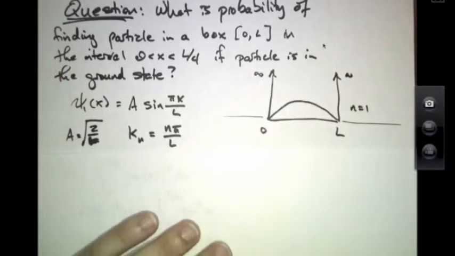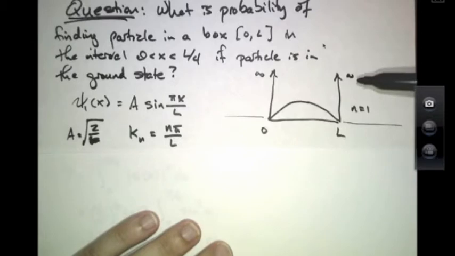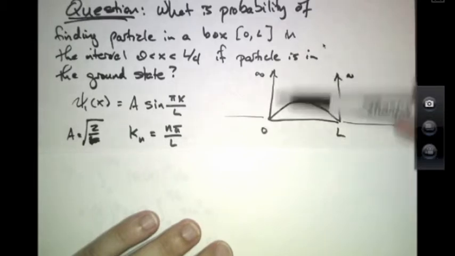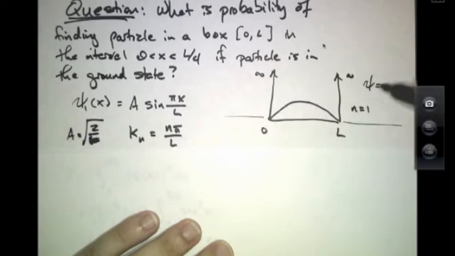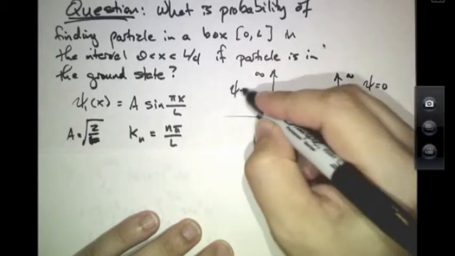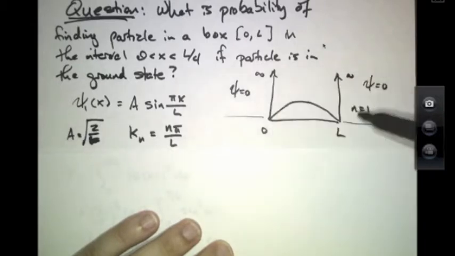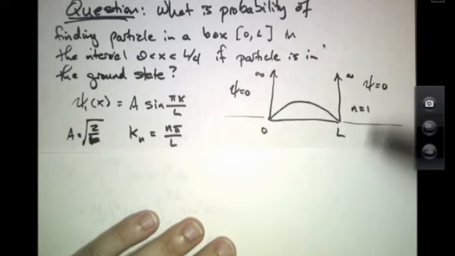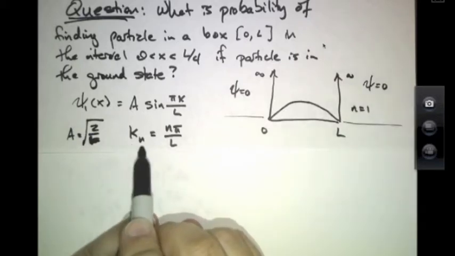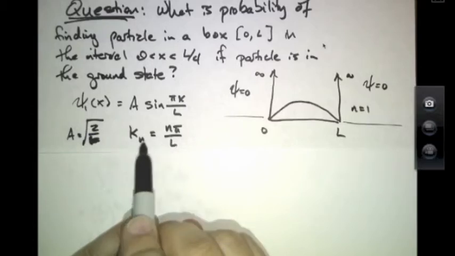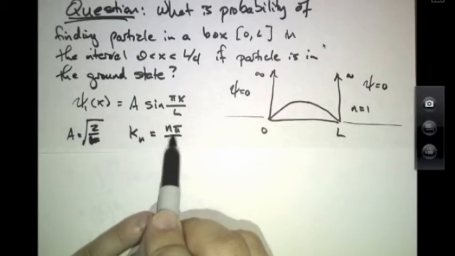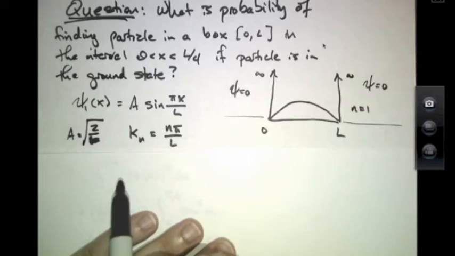So what we're looking at is this. This is the potential. It goes to infinity at L. It goes to infinity at 0. Outside of this box, psi is 0. This is the n equals 1 state, so if we were to graph psi, it looks like that. It corresponds to the case of k sub n, where n is 1, to be just pi over L. So remember, k sub n for the particle in the box solution is n pi over L. We're just going to substitute n as 1.